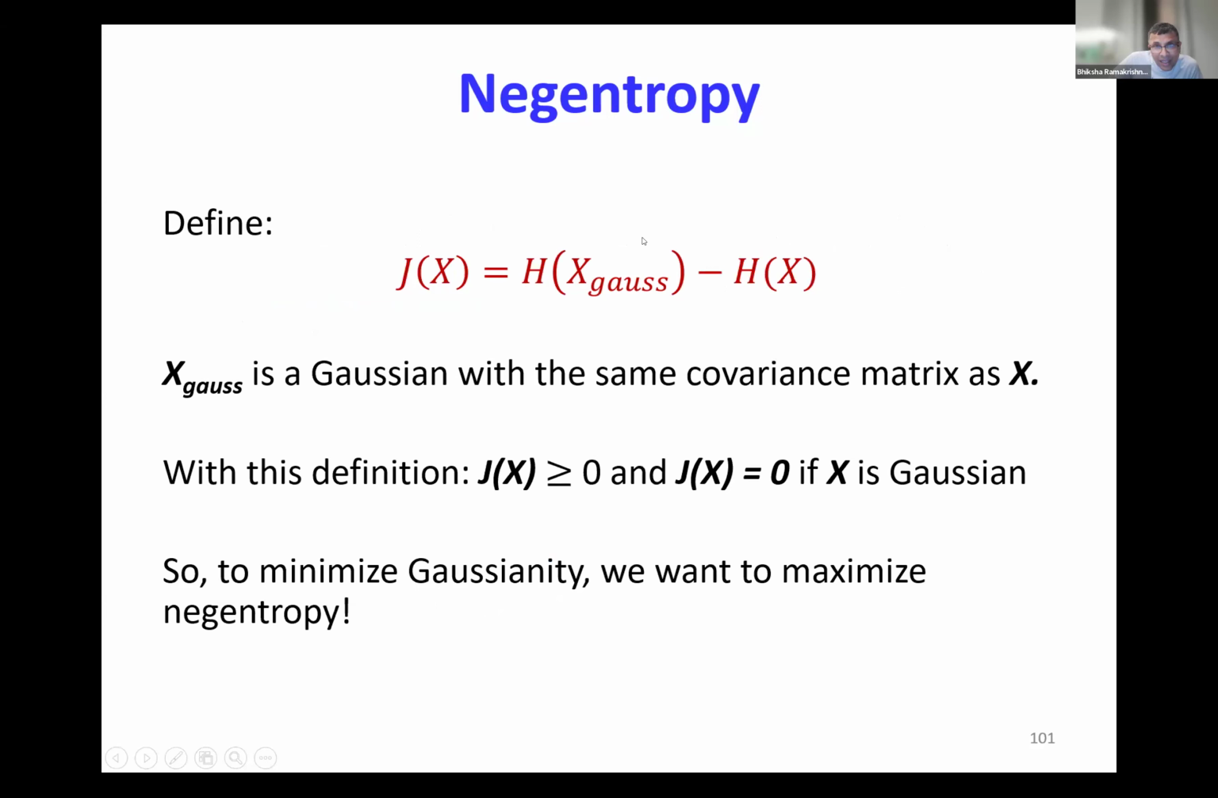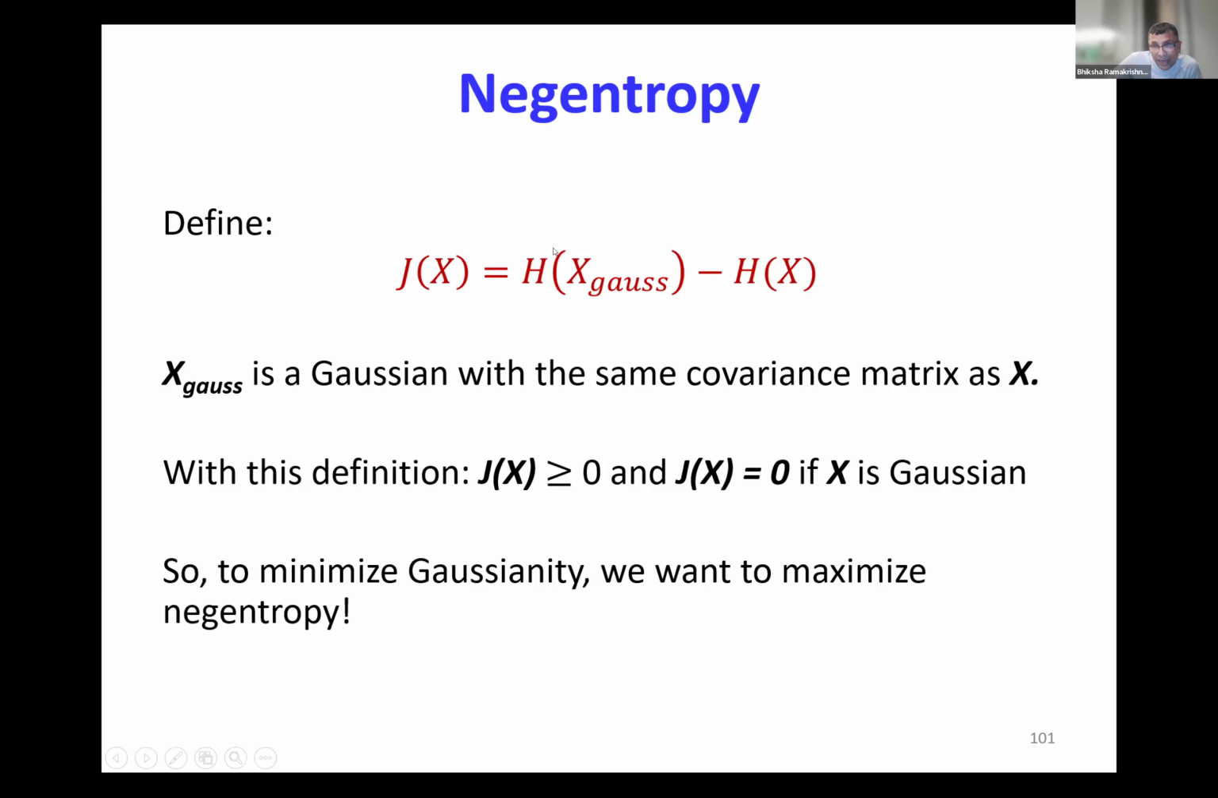I can define this function. So let's say I have x, and x has a variance, x has an entropy. Now, if I had a Gaussian with the same variance as x, that's going to have some entropy. The difference between the entropy of a Gaussian with the same variance as x and the entropy of x itself, right? When is that going to be maximum? When x is least Gaussian, right? This makes sense?